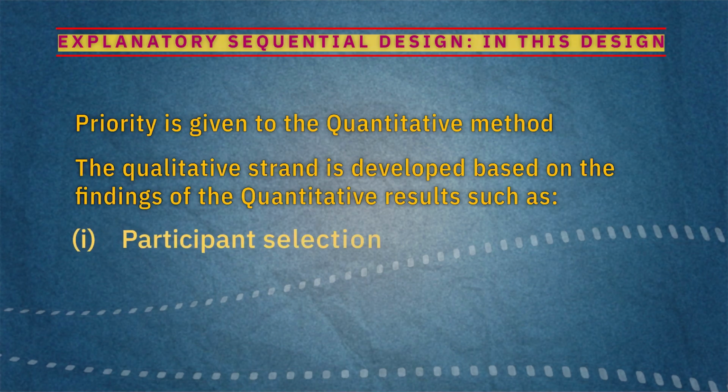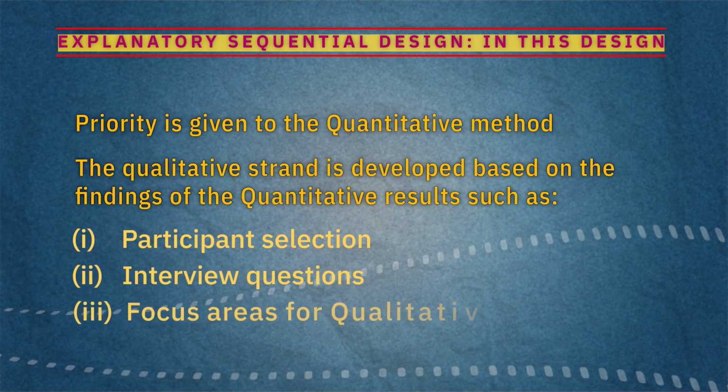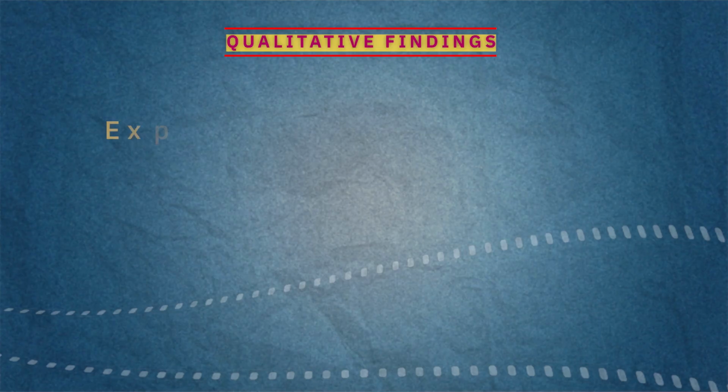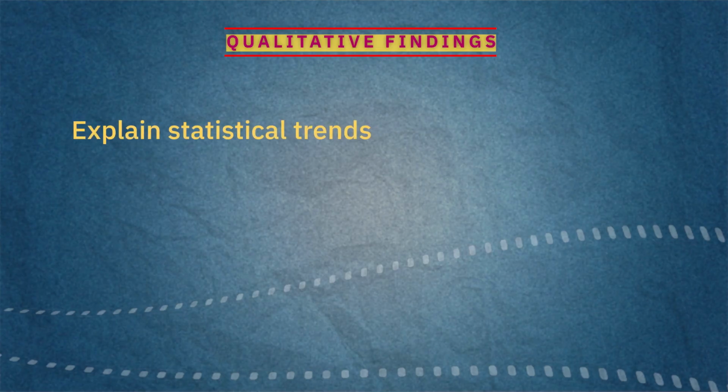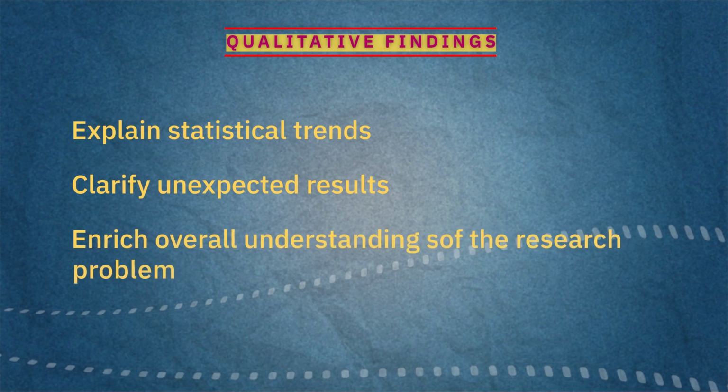It could be participant selection, interview questions, or the focal area of the qualitative inquiry. Finally, the integration occurs at the interpretation stage, where qualitative findings explain the statistical trends, clear up some unexpected results, and overall enhance the understanding of the research problem. Let me share an example of the explanatory sequential design.